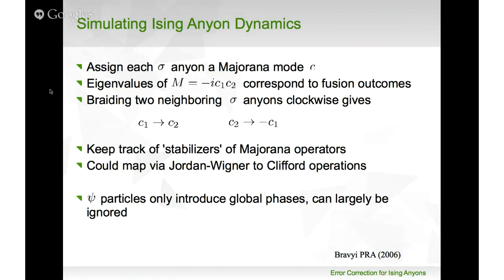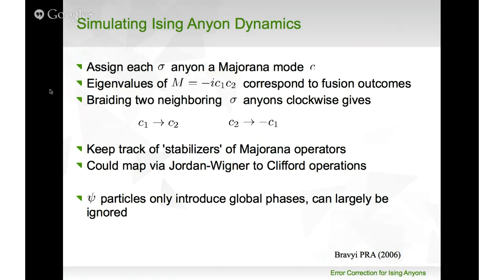The action of braiding these sigma particles around each other, you can map to an action on these Majorana modes. And what you get is that a clockwise braid of two sigma particles that are neighbors just takes C1 and maps it to C2, and takes C2 and maps it to minus C1. So this is a signed permutation. Okay, so I have a collection of labels for these sigma particles, which I've called C, and if I braid them, then all I have to do is permute my labels up to some signs.